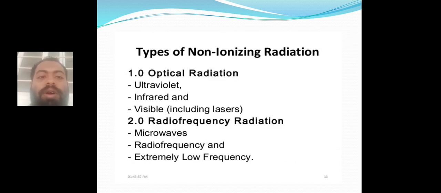There are two types: optical radiation, which is divided into ultraviolet, infrared, and visible rays, and radio frequency radiation, which is microwaves, radio frequency, extremely low frequency. These are the two types of non-ionizing radiation.